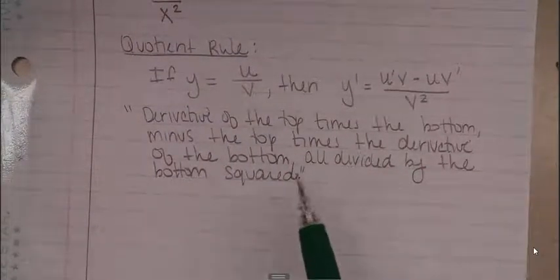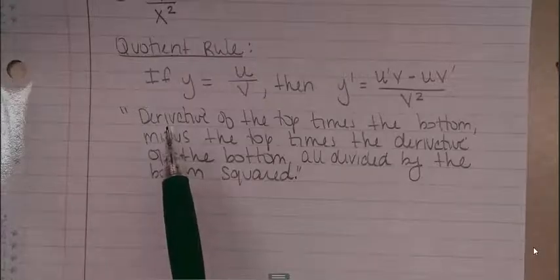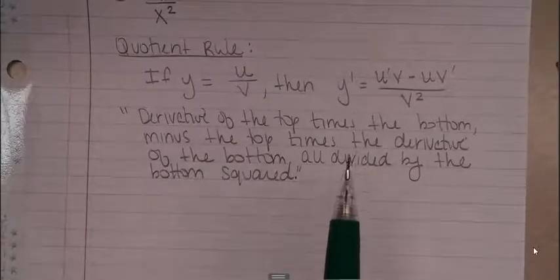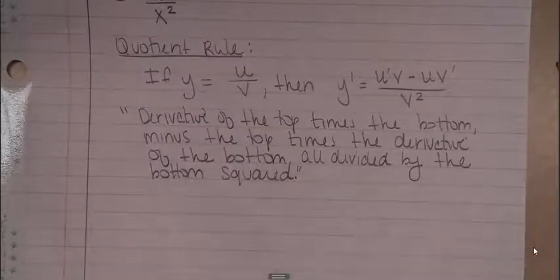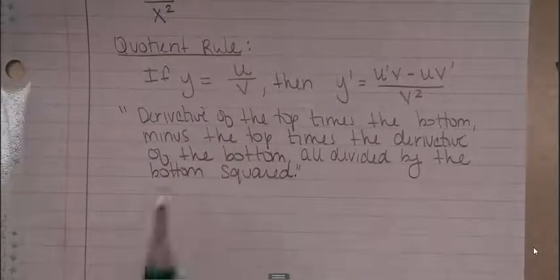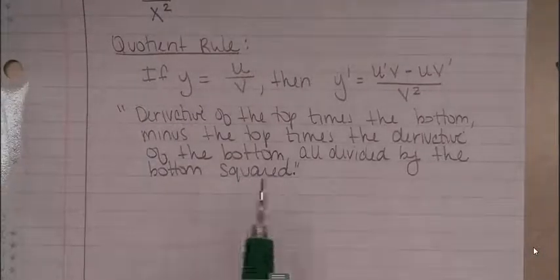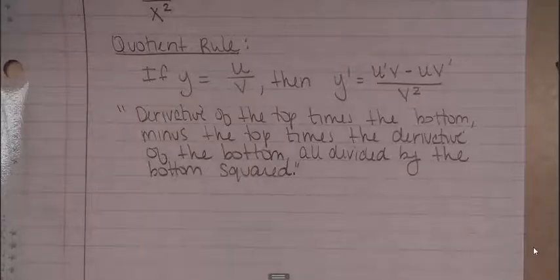So again, for the quotient rule, say this to yourself a million times. Say it before you go to bed, maybe 100 times a night. And same thing with the product rule. If you get this down, these are going to be really easy. All right, so let's try some problems from your book.